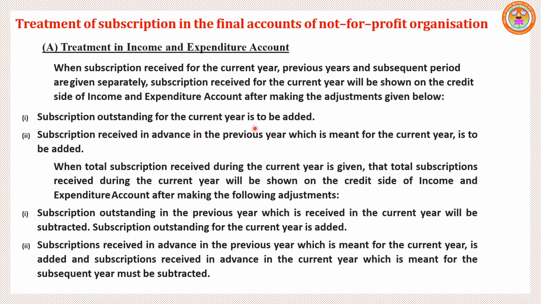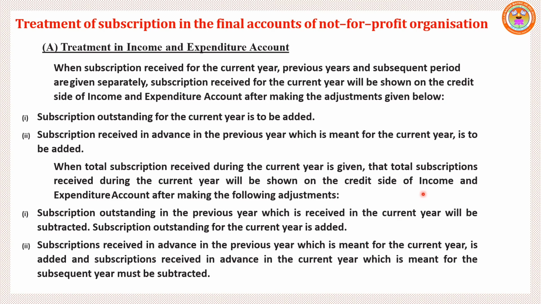Subscription outstanding for the current year is to be added. And then subscription received in advance in the previous year, which is meant for the current year. That means current year subscription, last year itself they have received in advance. That amount also is to be added. So when the total subscription received during the current year is given, it will be shown on the credit side of the income and expenditure account after making the following adjustments.